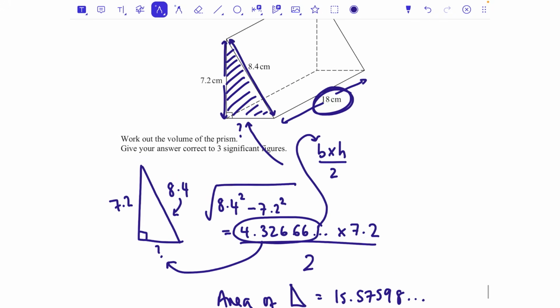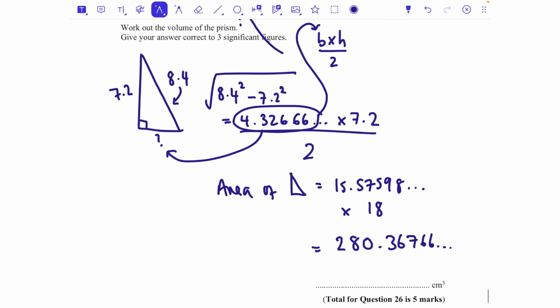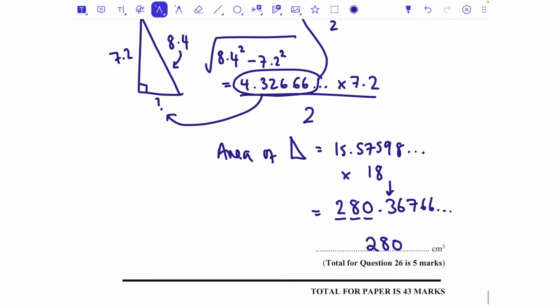Now to get the volume, we just need to take the area of that triangle and times it by how far back the shape goes. So I'm going to times that by 18 and that will be my final answer once I've rounded it. So that is 280.36766. We want that to 3 significant figures though. That's your first significant figure, that's your second, that's your third. Always check the next number which rounds down. So 280 was your answer here for 5 marks.